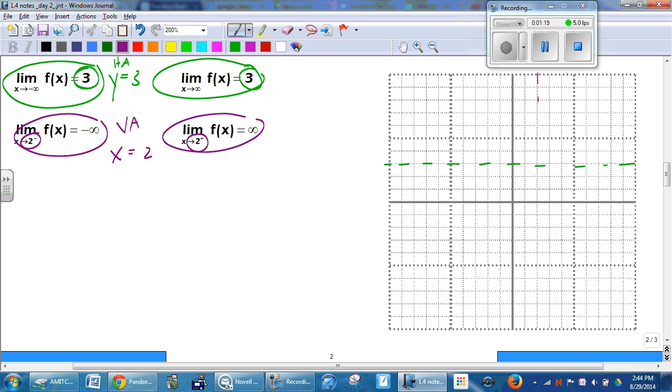And those also give us our kind of shape and where the graph is going to go. Because as we approach 2 from the left, it's approaching negative infinity. So we could have two options here. Either the graph would be up here or down here. Since it's approaching negative infinity, it's going to be in this lower quadrant. And as x approaches 2 from the right, it's approaching positive infinity. So that's going to be in this top right portion of the graph.